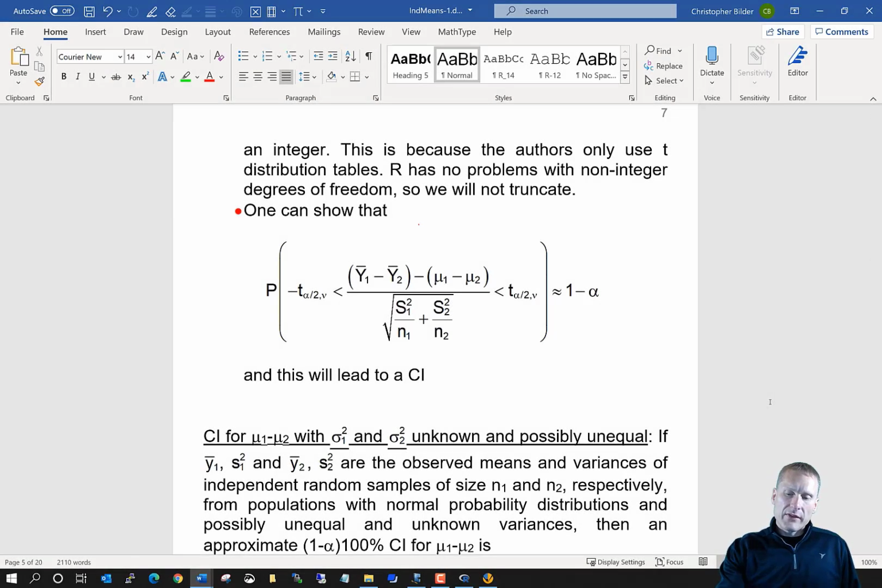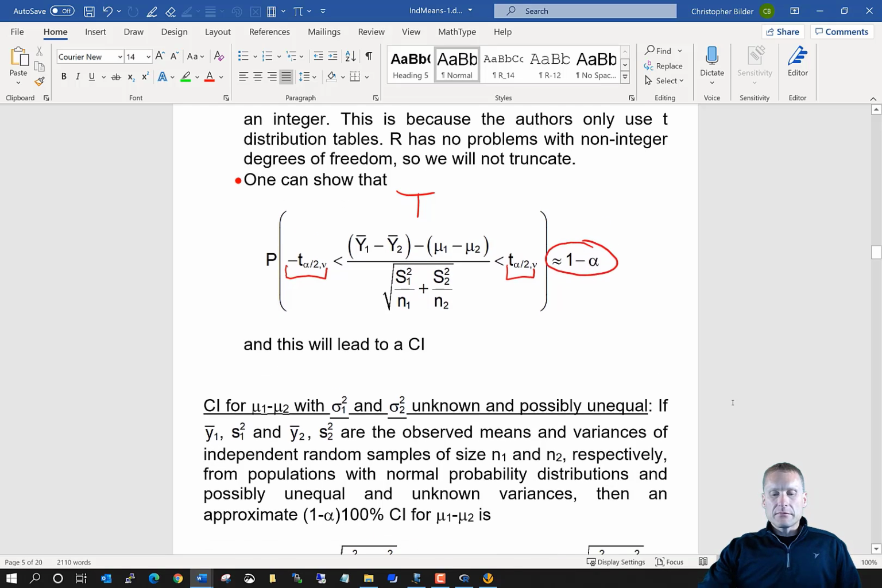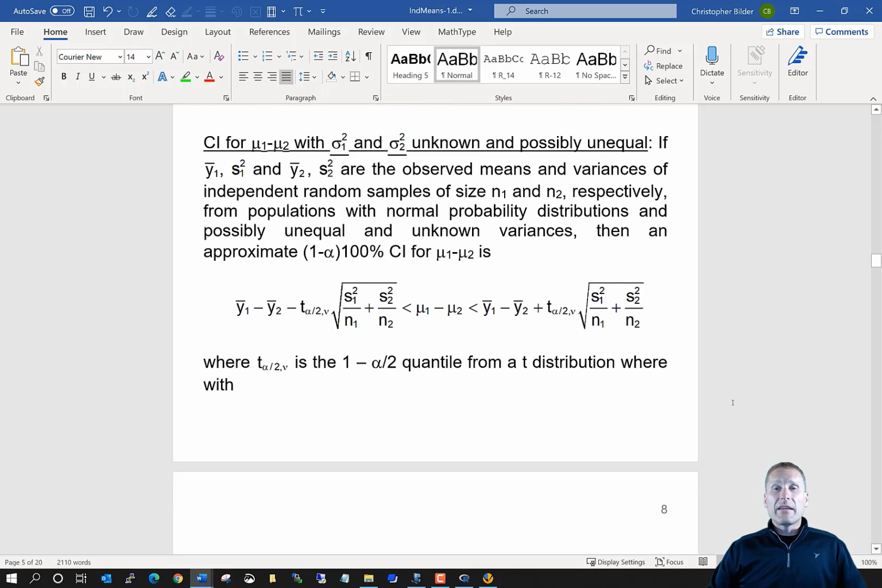So since our quantity here, t, is a random variable, because of that, we can find appropriate quantiles from our t distribution, put them on either side of this capital T, and we now know a probability associated with this quantity. And that's approximately 1 minus alpha, just like what we saw for a confidence interval for one mean. With that, we can finally get to the confidence interval that we're going to use.